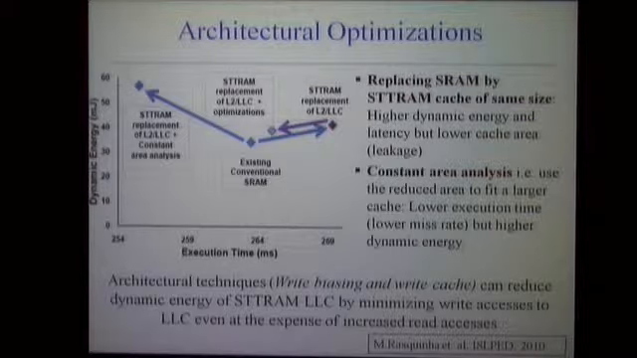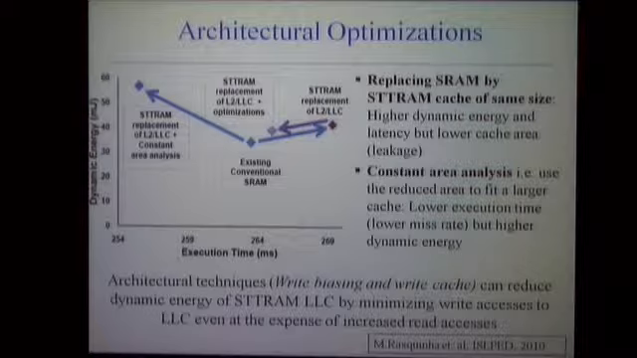Next, we resort to something else. Because STT-RAM has a condensed area, for the same area, can we fit in more memory? That is what we call the constant area analysis, and we find that we finally hit upon a lower execution time because the cache size is higher, but we eventually have a higher dynamic energy as well.